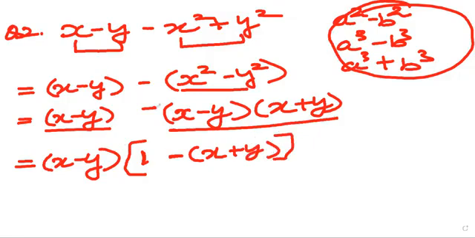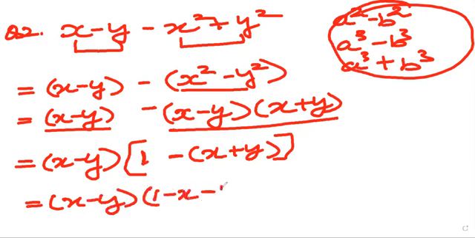Why have I used a square bracket, children? Because outside there is a minus sign. Okay, so we have to do one more step. So it will be x minus y, 1 minus x minus y. Okay, so this is your answer. This is the way we do our factorization. I hope, children, you are clear with this question. This is very easy, you just have to be very careful about it.